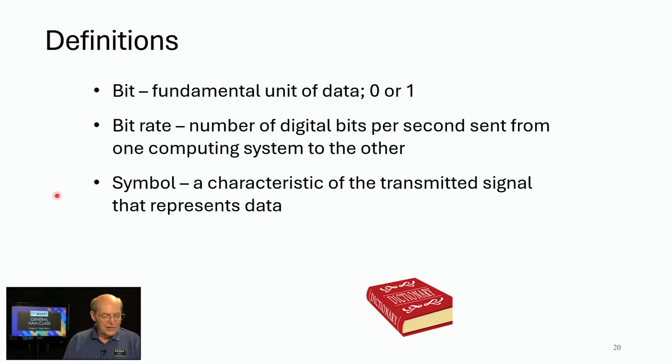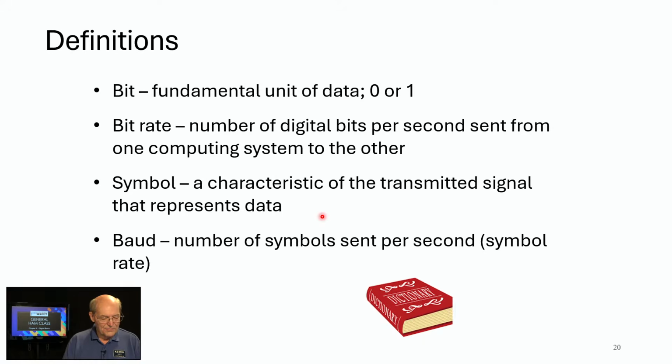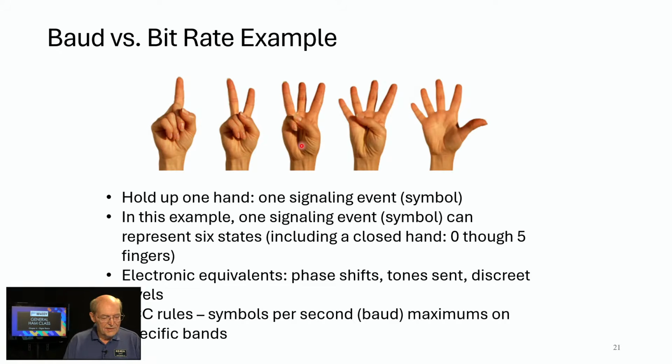Okay, now here we're going to put a fly in the ointment. Symbol is a characteristic of the transmitted signal that represents data. We'll just take that by faith for now. Now, baud is the number of symbols sent per second, which is the symbol rate. So we've got a symbol rate and a bit rate. Now, it is possible for a symbol to represent more than one bit. We'll show some examples of that coming up.